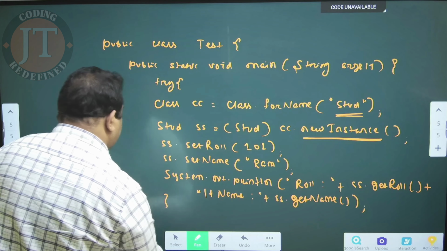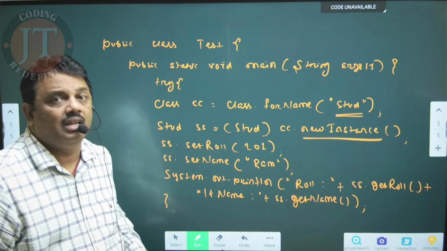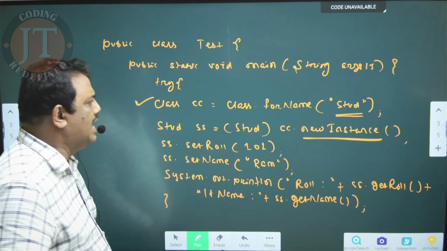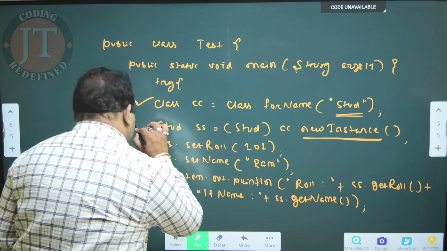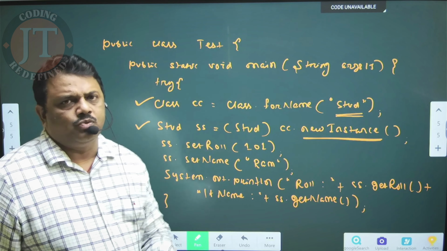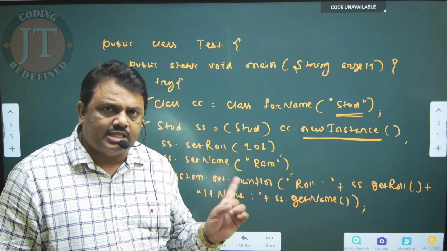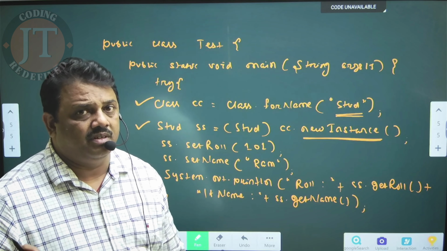This is what happens. How many exceptions are you bound to handle? Three. This line throws one exception, what is that? ClassNotFoundException. This line throws two exceptions. What are the two exceptions? IllegalAccessException and InstantiationException.